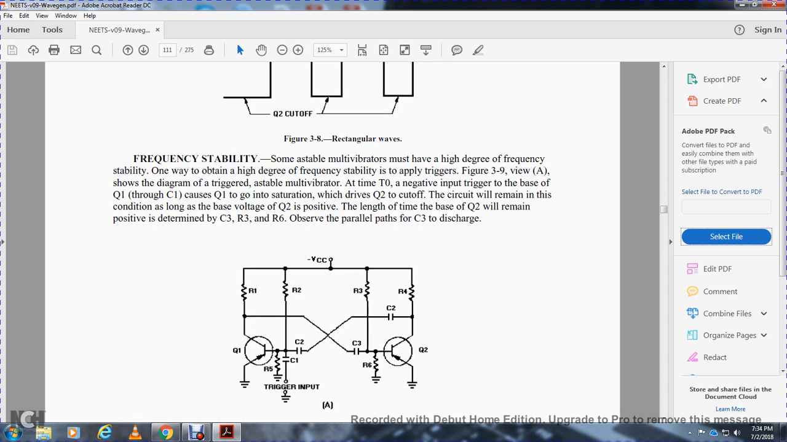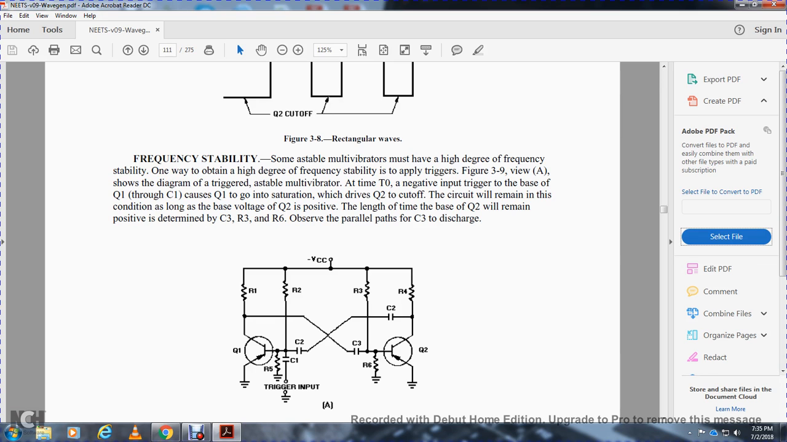Some astable multivibrators have a high degree of frequency stability. One way to obtain a high degree of frequency stability is to apply the trick shown in figure 3.9, view A. The diagram shows the astable multivibrator with time interval T0, and a negative input trigger at the base of transistor 1 through capacitor 1 causes transistor 1 to go into saturation while transistor 2 is cut off.